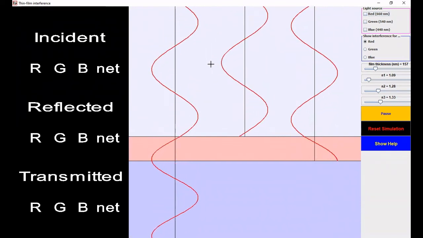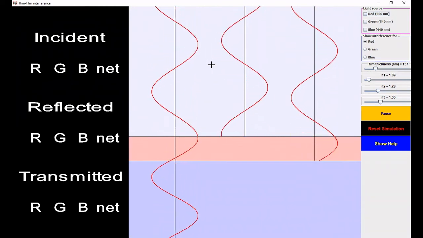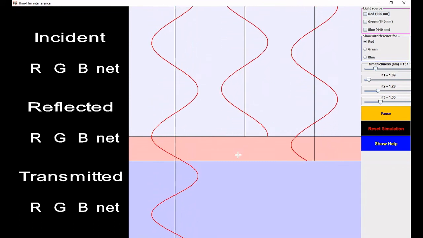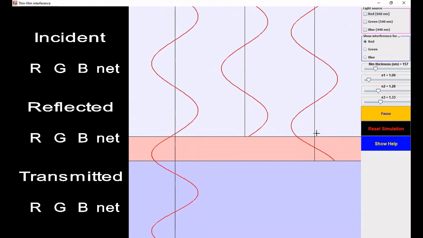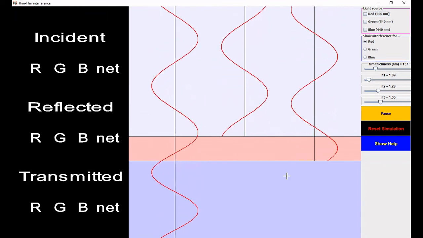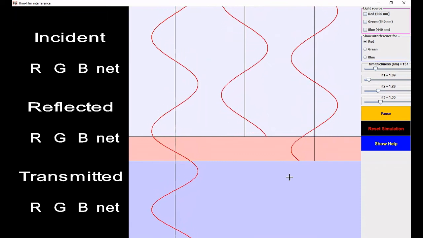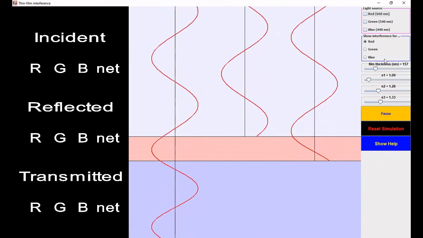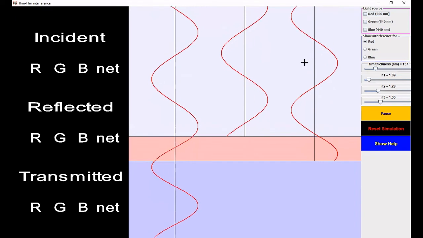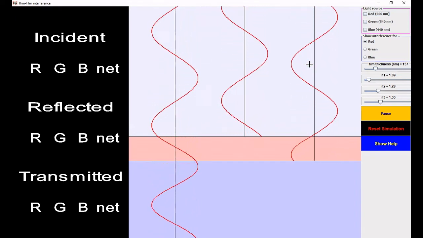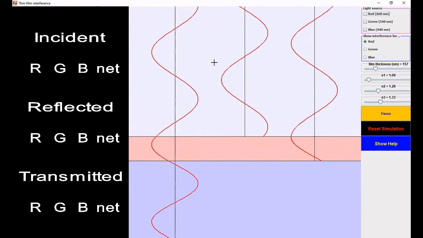We have medium one with index of refraction N1. Medium two, this would be the coating. You can see it's thin, index of refraction N2. And then the third medium with index of refraction N3. Now, at the moment, I haven't turned on any light source. I have not checked any of these boxes. But what they're showing us here is what would happen if red light were incident upon the coating.